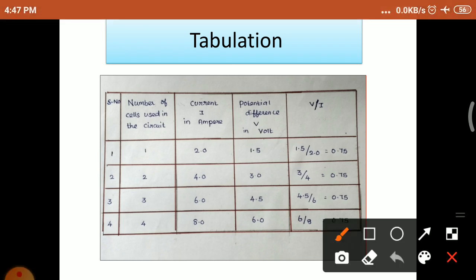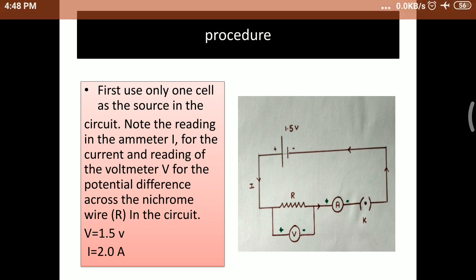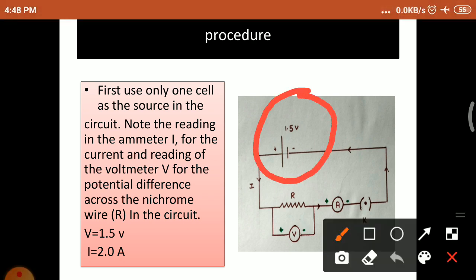Here, first is the serial number of cells used in the circuit. In the first circuit, I used only one cell. I measured the current as 2 ampere. The potential difference is 1.5 volt. In the first circuit diagram, I used only one cell. The current value is 2 ampere. The voltage is 1.5.